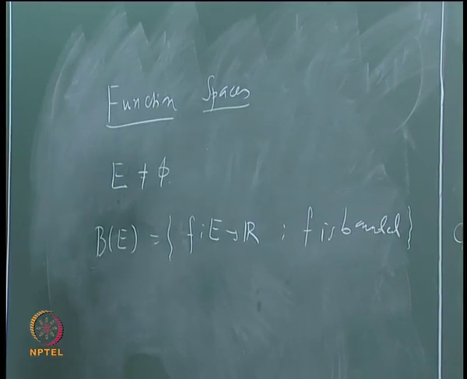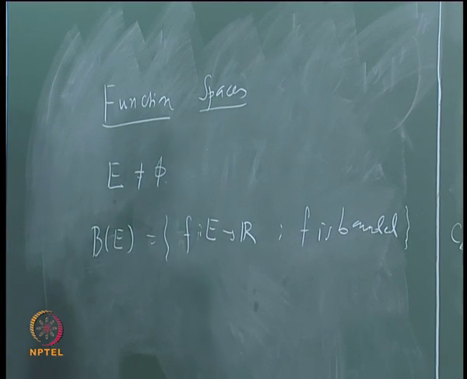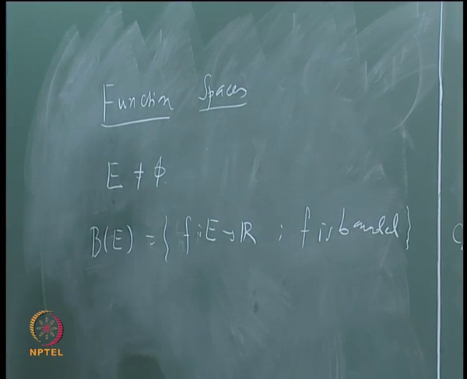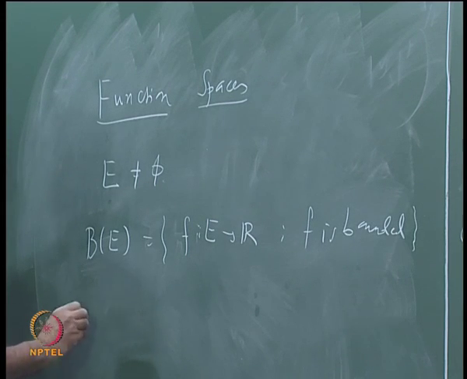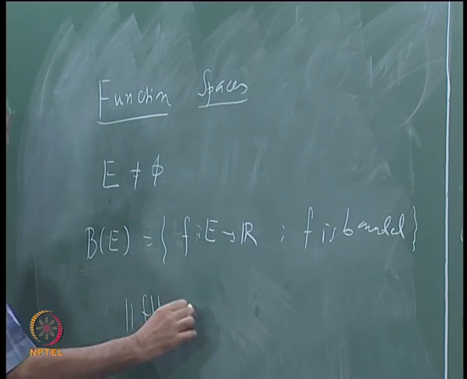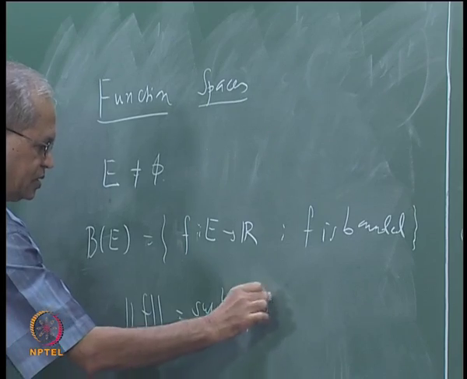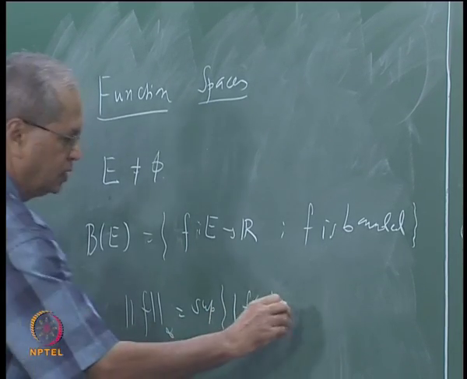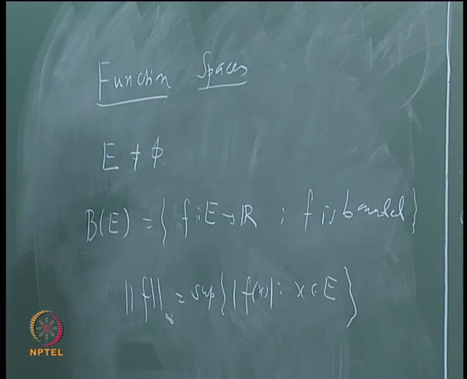F is bounded. Then if f is bounded, we shall define this for f in B. We define this norm f suffix infinity as the supremum of mod fx, x belongs to E. The supremum is taken over all those x for which x belongs to E.